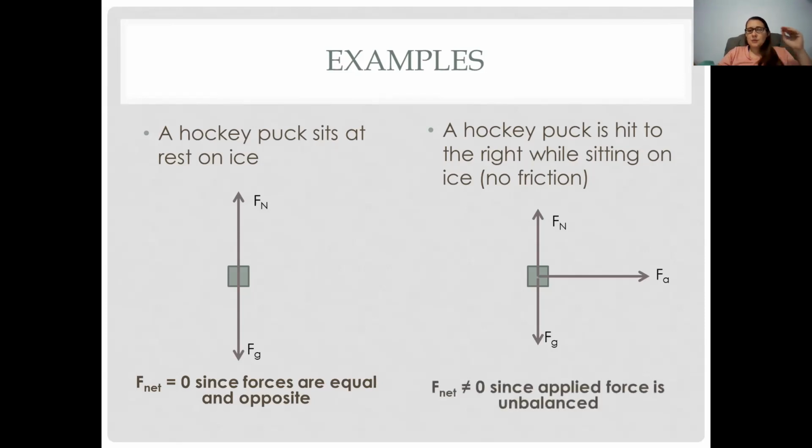You can see that since we do have an unbalanced force here, since our applied force does not have a force to the left that's equal in size and opposite in direction, our net force is not 0. And so there will be an acceleration. We don't have any way to calculate it in this example because I didn't give you any numbers to use. So just know that since the net force is not 0, there will be some kind of change in this hockey puck's motion.